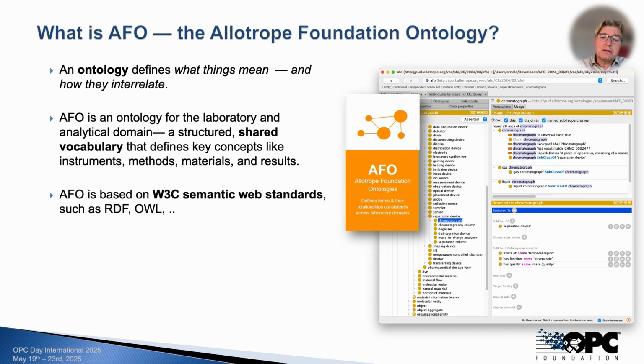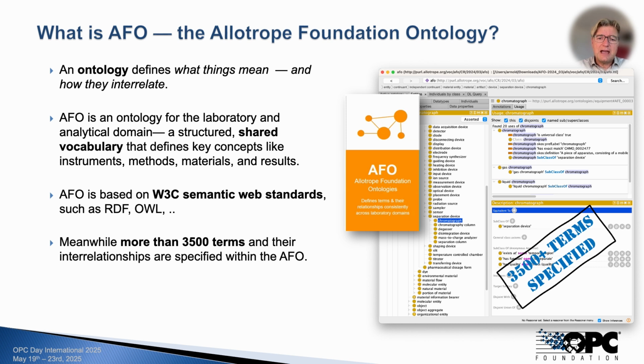AFO is built on W3C semantic web standards such as RDF and OWL. This means it's not just human-readable but can be understood and processed by machines too. As of today, AFO includes more than 3,500 defined terms, along with their relationships, hierarchies, and contextual links. To summarize, AFO provides the semantic layer that allows devices, systems, and data models to understand each other, making lab data machine-readable, comparable, and FAIR by design.